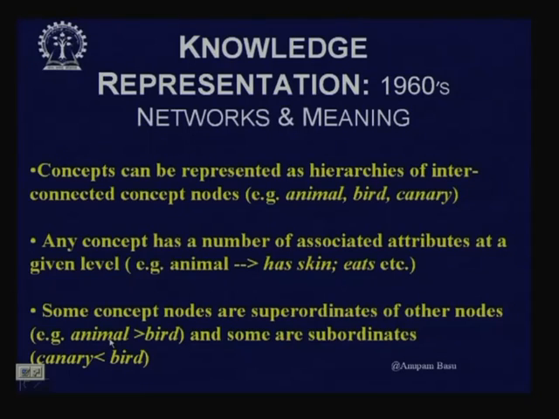So we can see clearly in this example a three-level hierarchy. At the top level, as we have shown, is animal. After that, there is bird. Bird is one level lower than animal, more specific than animal. And tiger, lion, all these may be at the same level as bird.